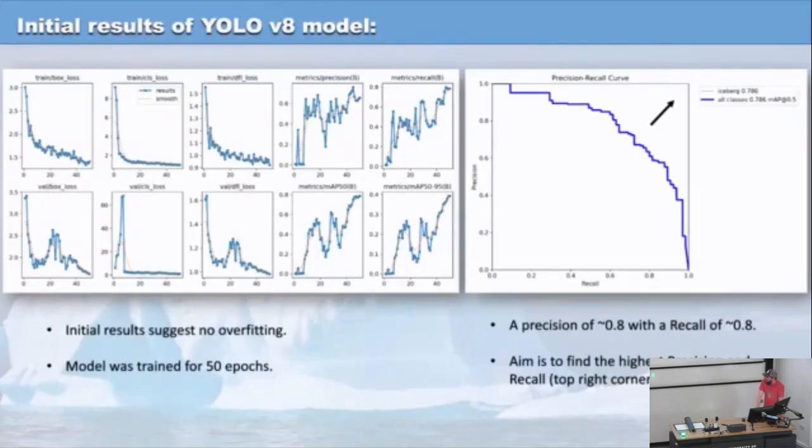Initial results suggest no overfitting. We only really trained this for 50 epochs because our data set is a little limited. We need more data in the future to be able to get a better training result. But for now, we have a precision of 0.8 with a recall of around 0.8.